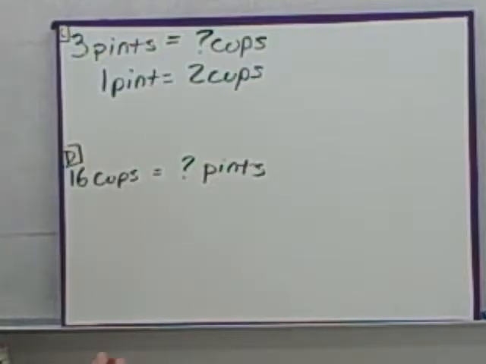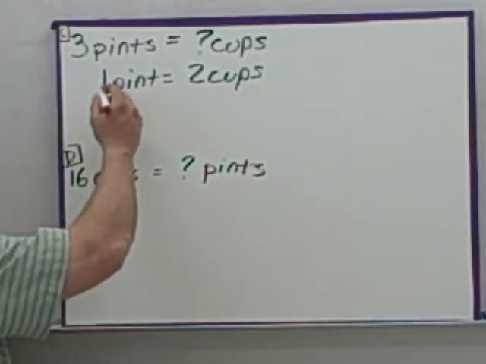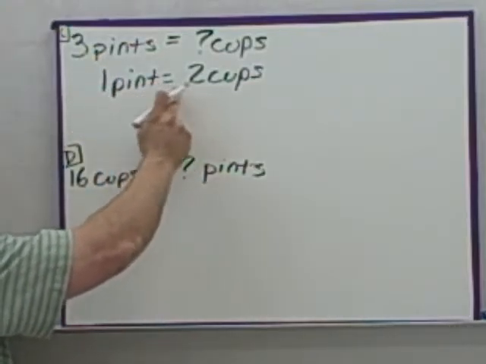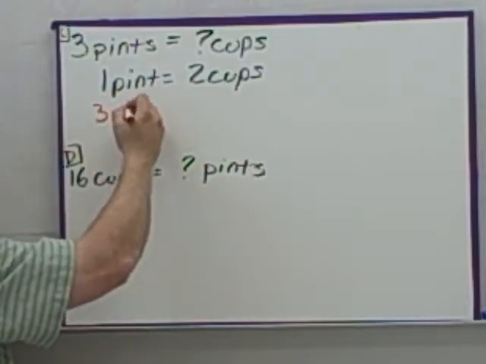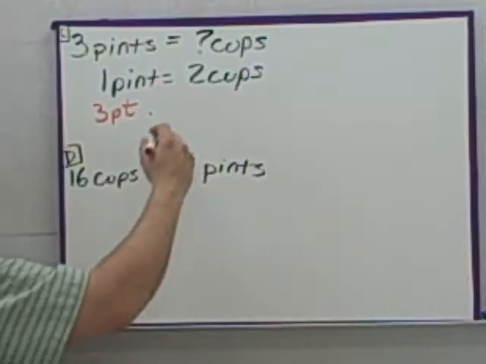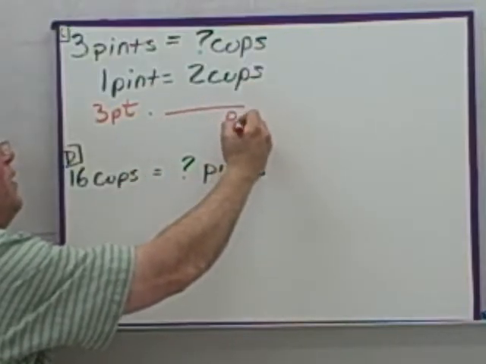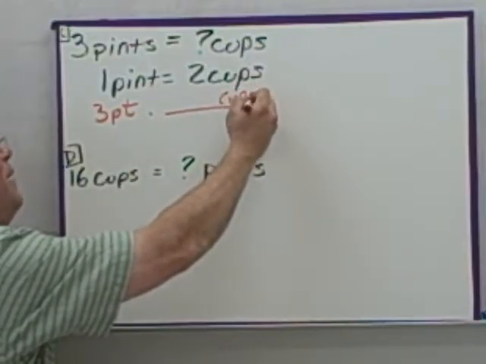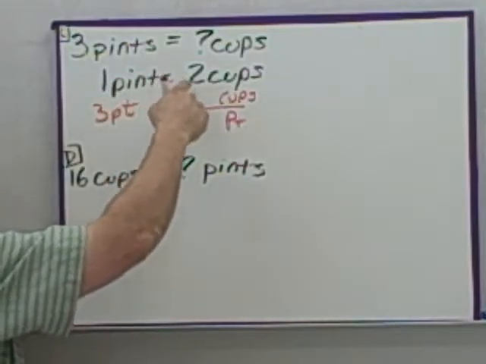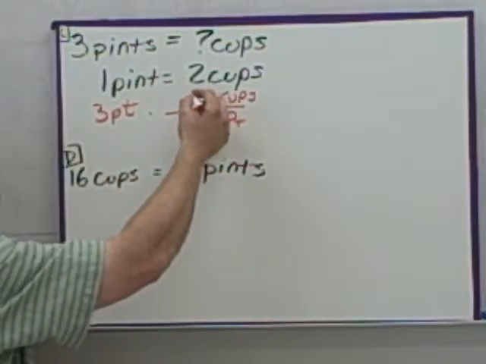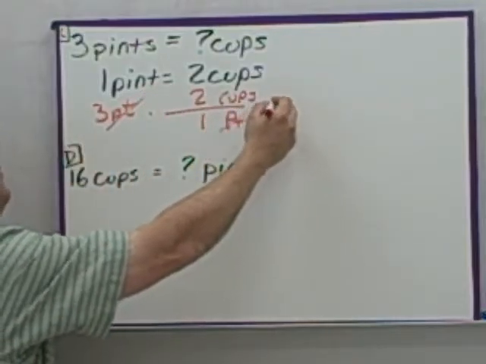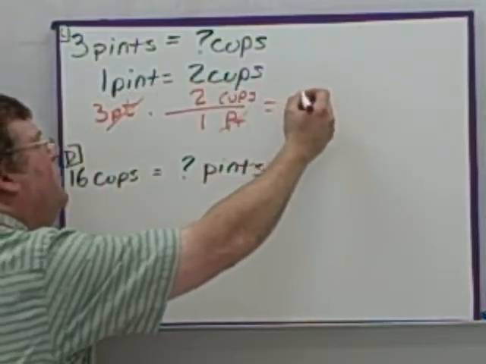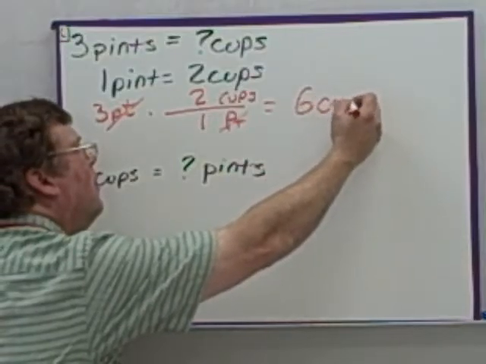All right, 3 pints equals how many cups? We're told on the FCAT reference sheet that 1 pint equals 2 cups. So we're multiplying 3 pints times something that has pints on the bottom and cups on the top. 1 pint, 2 cups. When you multiply these, the pints will cancel, and you're left with 3 times 2, which is 6 cups.